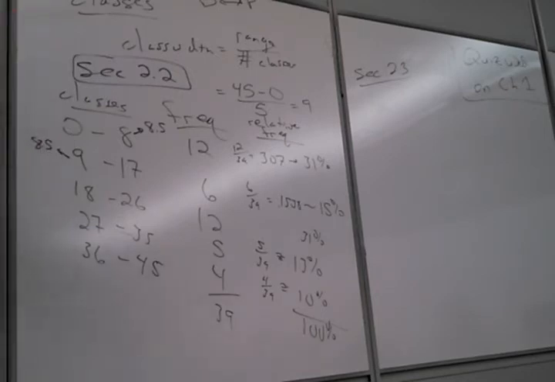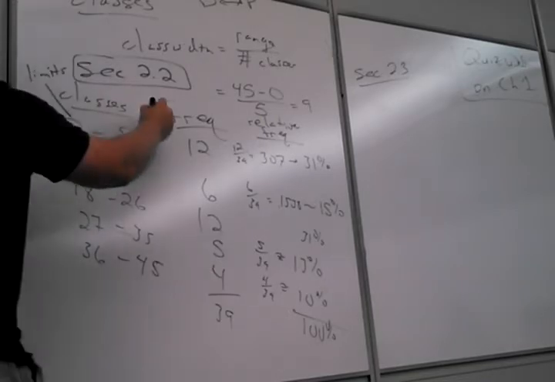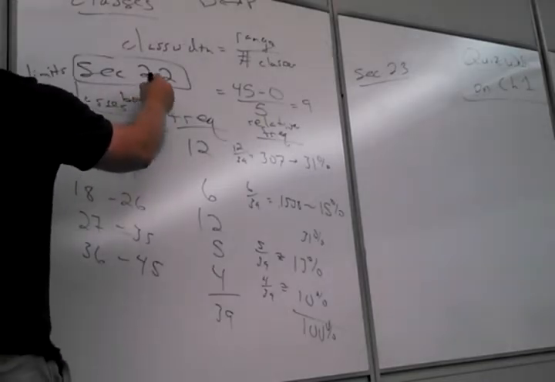Now, personally, I'm a little biased because I was taught the other way. But the other way takes away a lot of this ambiguity. These are your class limits. These are your class boundaries.